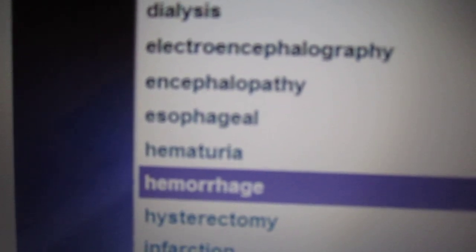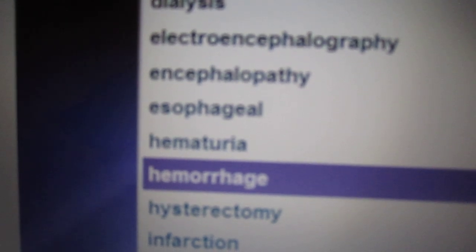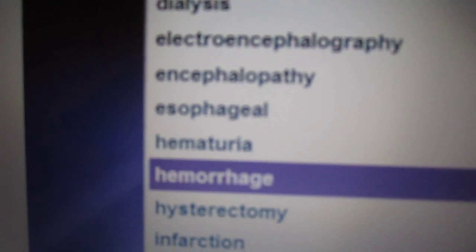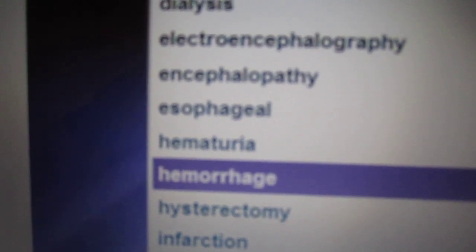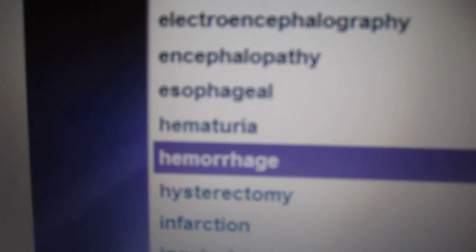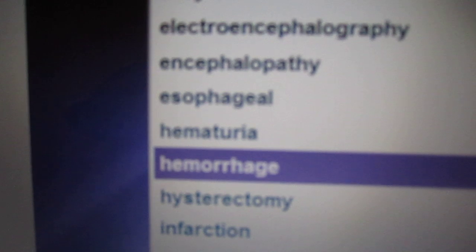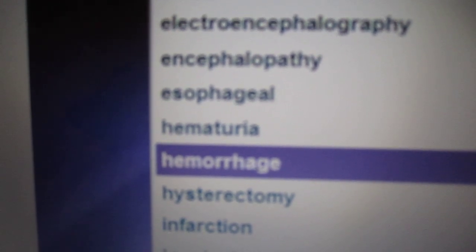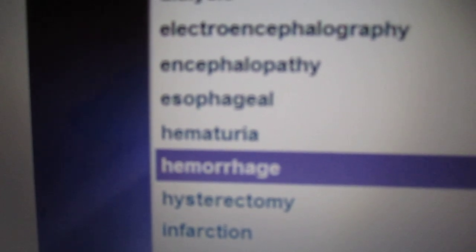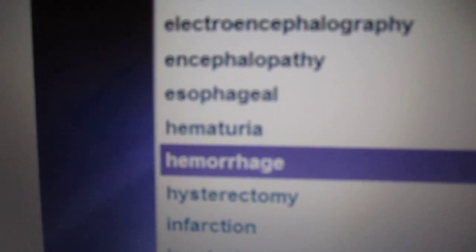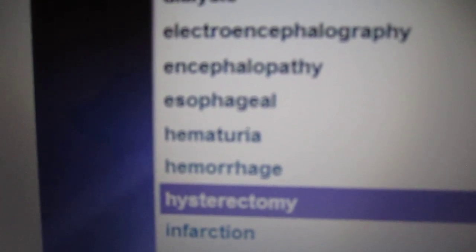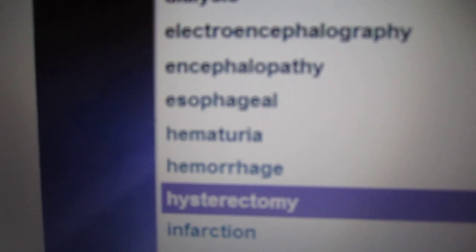Hemorrhage. The suffix rage, R-R-H-A-G-E, means excessive flow or bursting forth. A hemorrhage, then, is excessive flow of blood. It is loss of a large quantity of blood over a short period of time. Remember to spell this one correctly. Hemorrhage, H-E-M-O-R-R-H-A-G-E. Hysterectomy. Hystero means uterus. Hysterectomy means removal of the uterus.